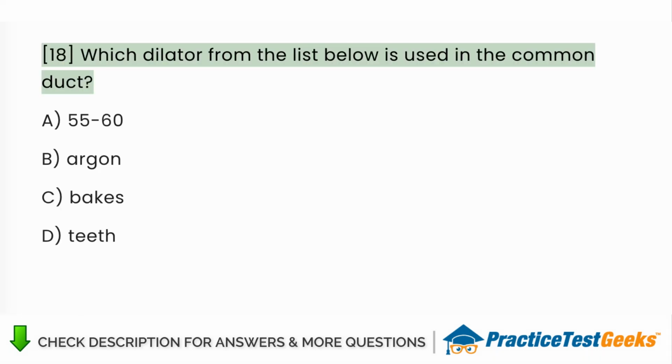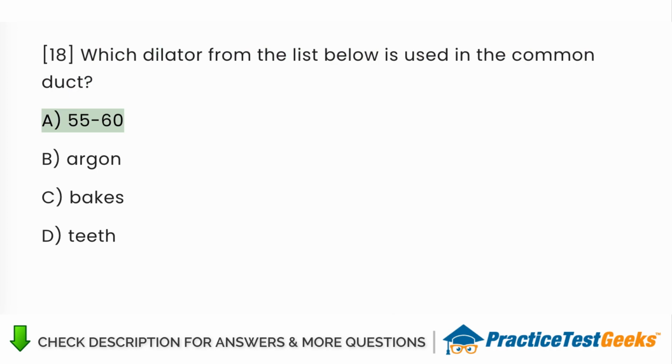Which dilator from the list below is used in the common duct? A. 55 to 60. B. Argon. C. Bakes. D. Teeth.